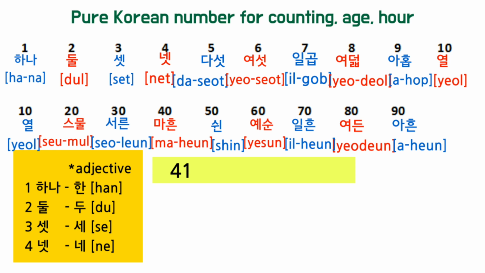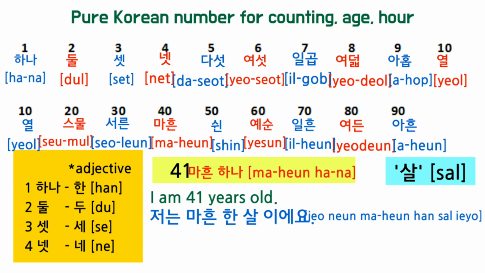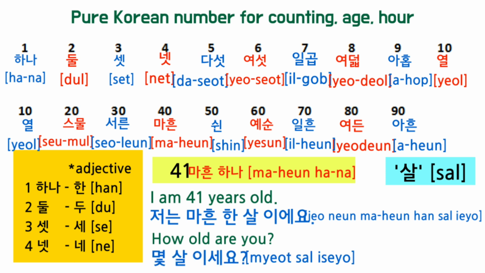Can you read this number? Right? 마흔 하나. That's my age. Do you remember what word I used for age? 살. 저는 41살이에요. How old are you? It's kind of a private question in Western culture, but in Korea, it's just a normal question. 몇 살이세요? If it's okay, try to write your age in Korean numbers in the comments.